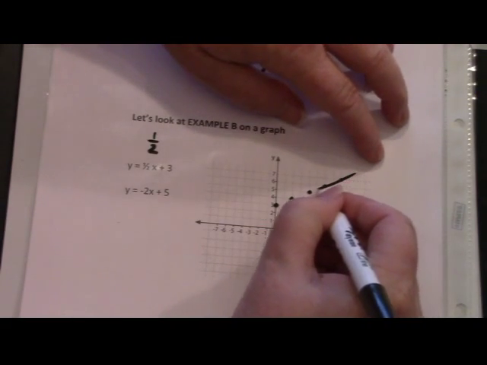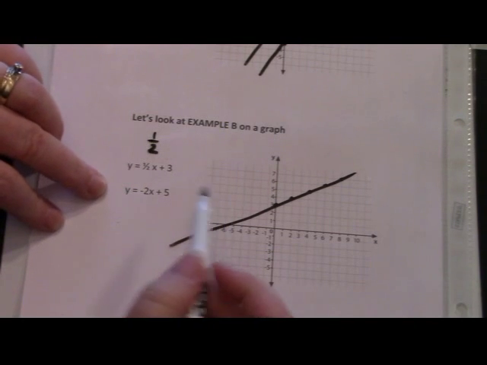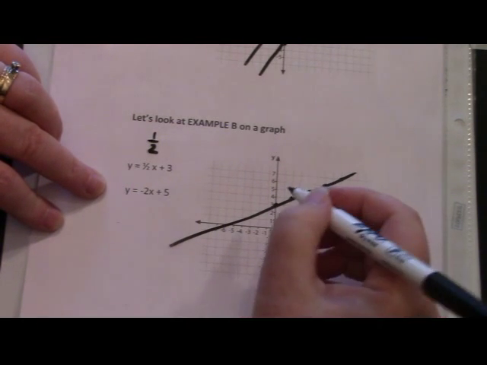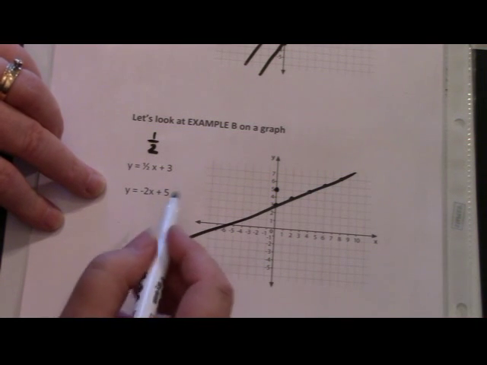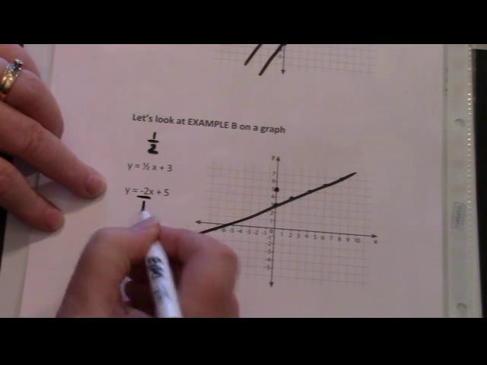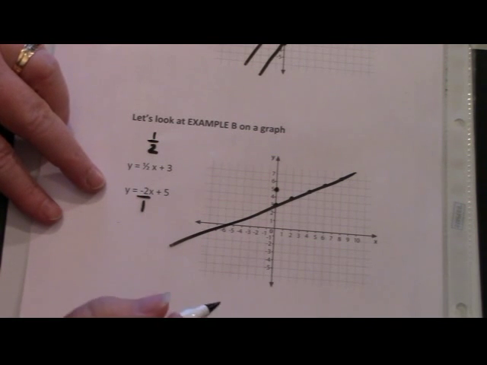And there is our first line. Well, let's look at our second line here. Start at the end, +5. So there we are. That's where it intercepts. And our slope this time is -2, and we can put a 1 under it because remember we have to have both parts, a rise and a run.